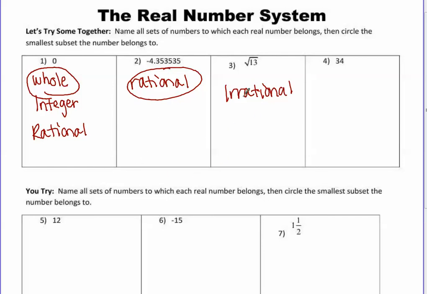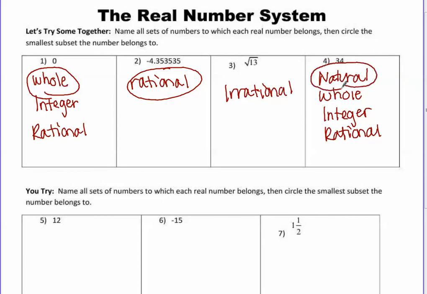Number 4, 34 is a natural number because it's your counting numbers. A whole number, because remember all natural numbers are whole numbers. An integer, because all whole numbers are integers. And a rational number, because all of these are rational numbers. But the smallest subset it appears in first is a natural number.